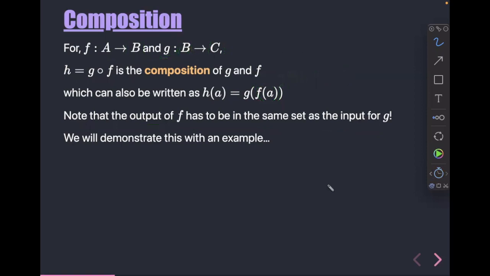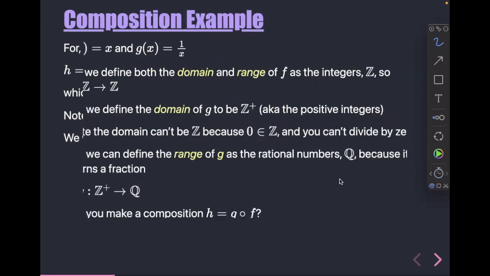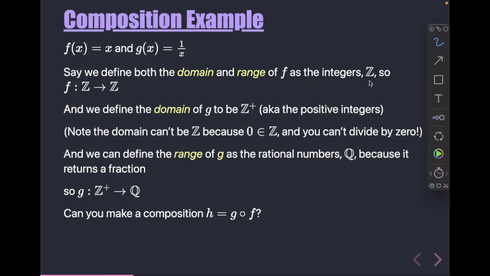Let's talk about an example for this. I'm going to talk about the example of 1 over x. We'll define the domain and range of f as the integers. I noted that using this Z notation that we commonly use. So I'll say f starts in the integers and ends in the integers. We'll be inputting an integer and outputting an integer.